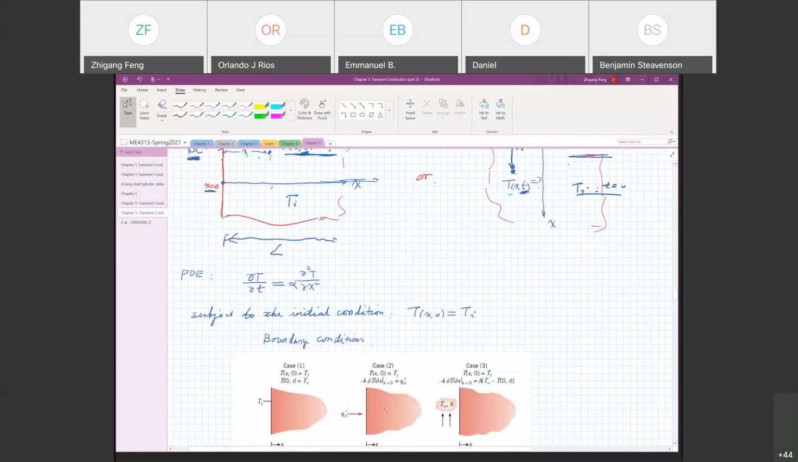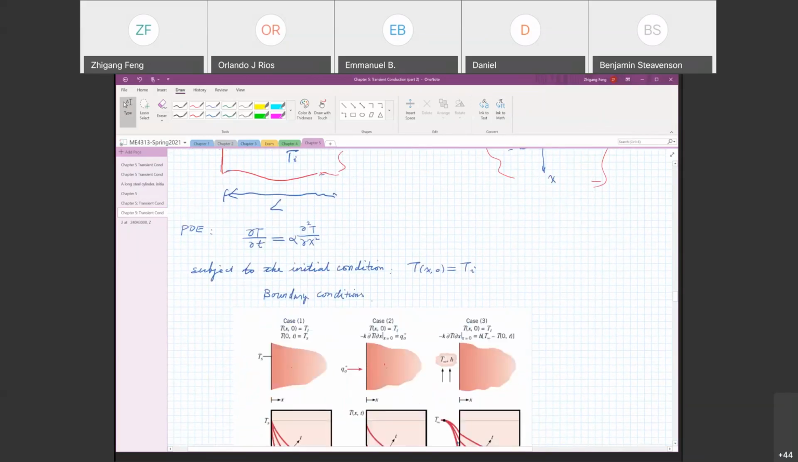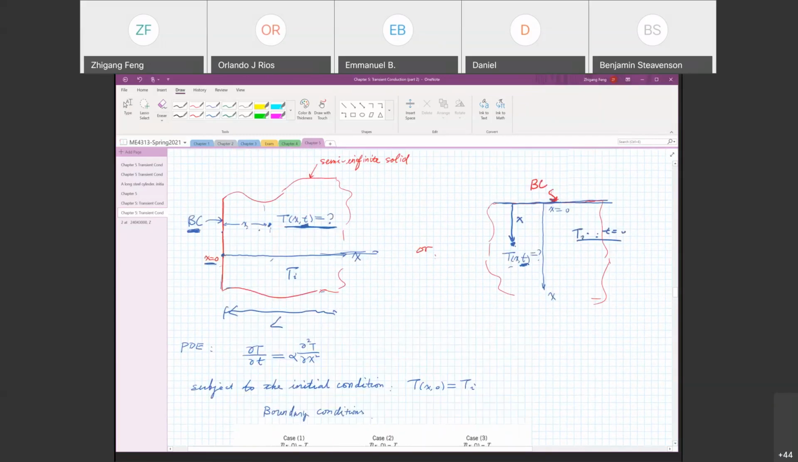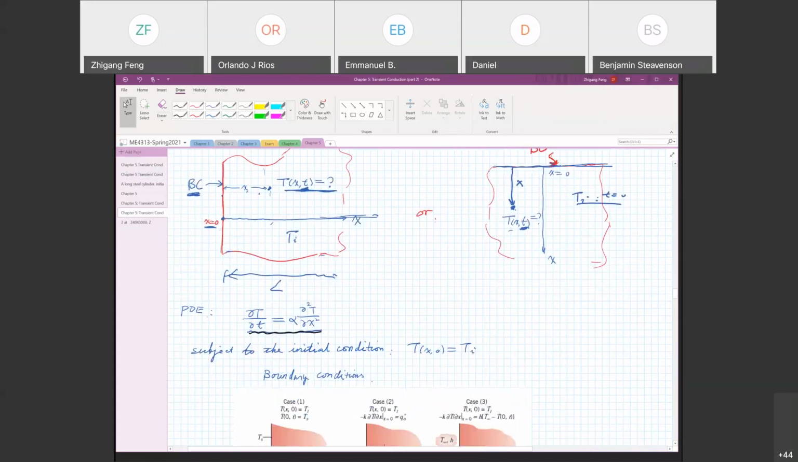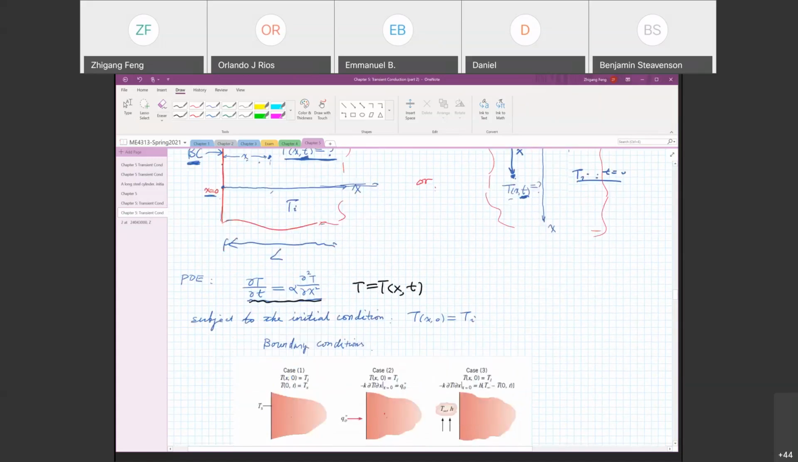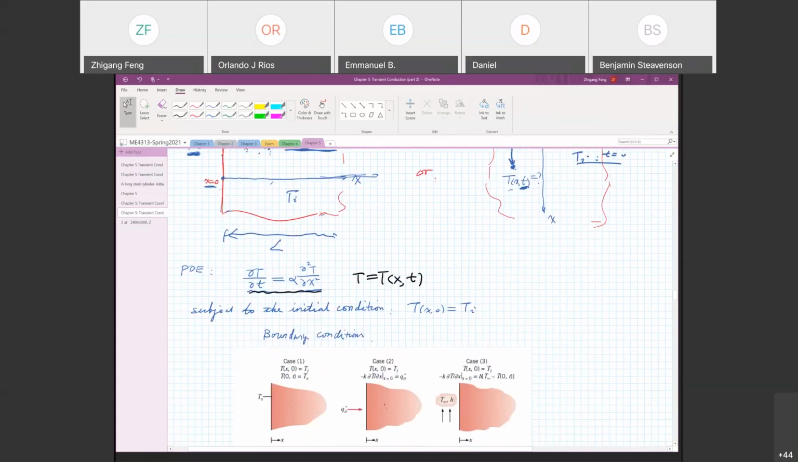In general, to solve this transient problem, we start with the heat equation. Here I have the heat equation. It's a PDE, a partial differential equation, because T depends on two variables: one is x, the other is t. So it's a multivariable function. We know it's a hard problem; partial differential equations are always very difficult to solve.